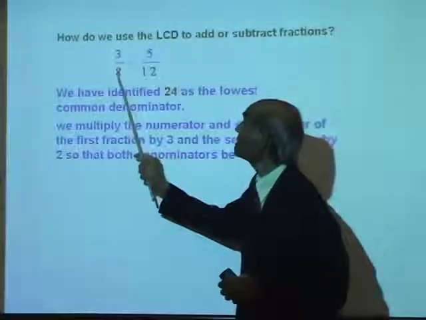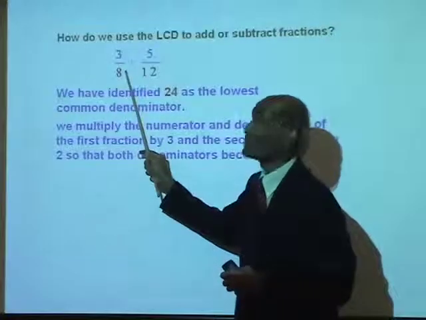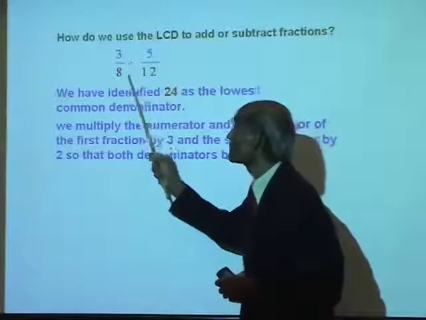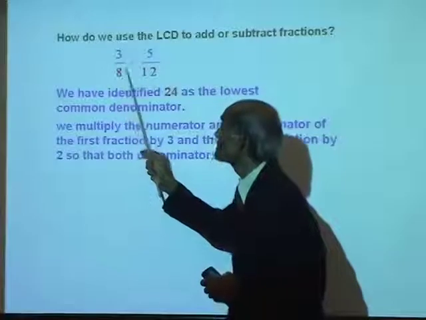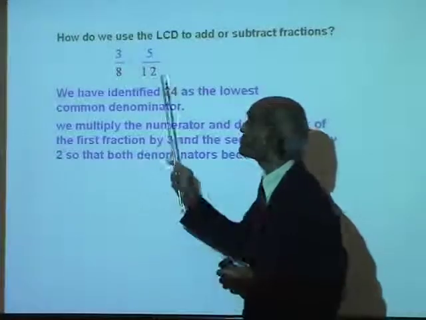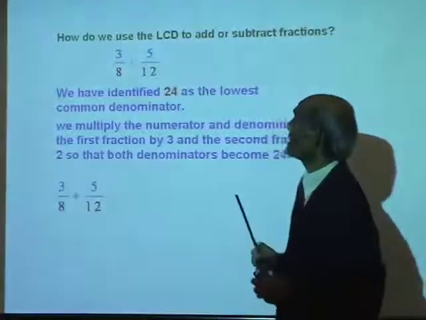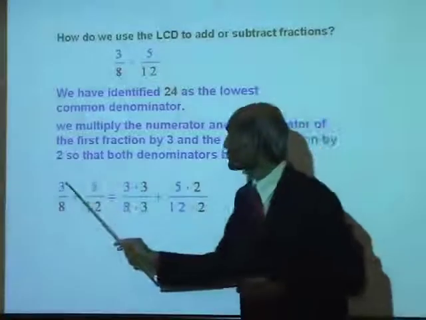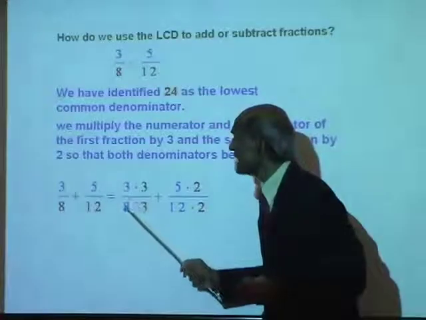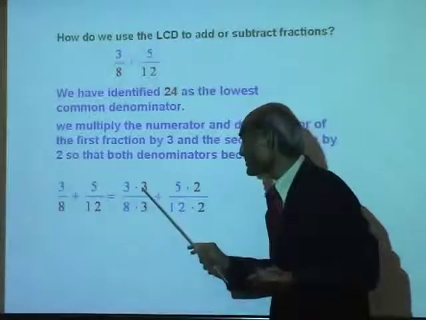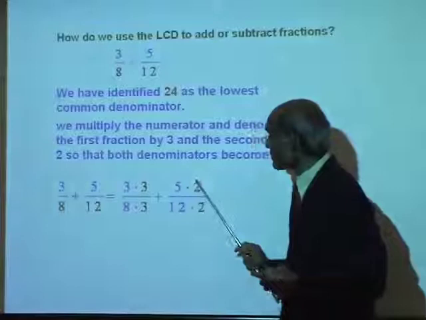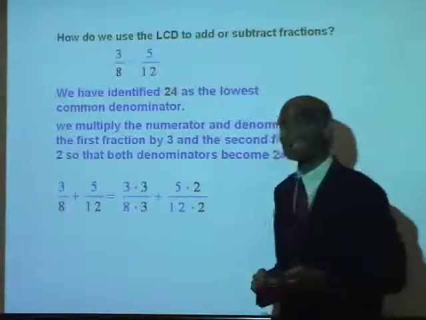Now you know 8 times 3 is 24. So what do we do? Multiply the numerator and denominator of the first fraction by 3 so that the denominator will become 24. And what do you multiply the second fraction by? By 2 so that the denominator will become 24. Look at this. 3 over 8 is the same as 3 times 3 divided by 8 times 3. We multiply the numerator and denominator by 3. Similarly, the second fraction, we multiply the numerator and denominator by 2.